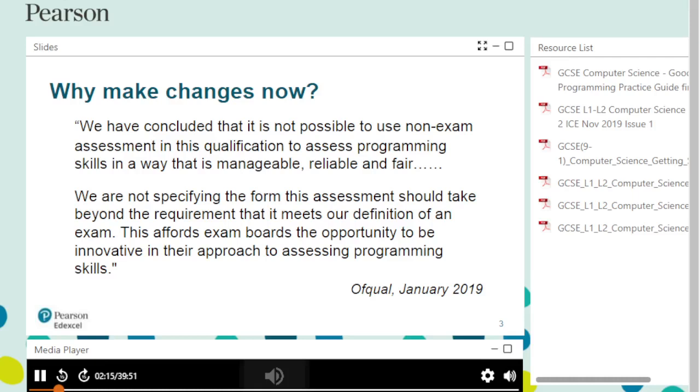Our many years of experience of designing effective on-screen exams in other computing qualifications, including CIDA and IGCSE Computer Science, proved very useful. It has helped us devise an assessment that truly enables students to show what they can do and is accessible to students of all abilities.